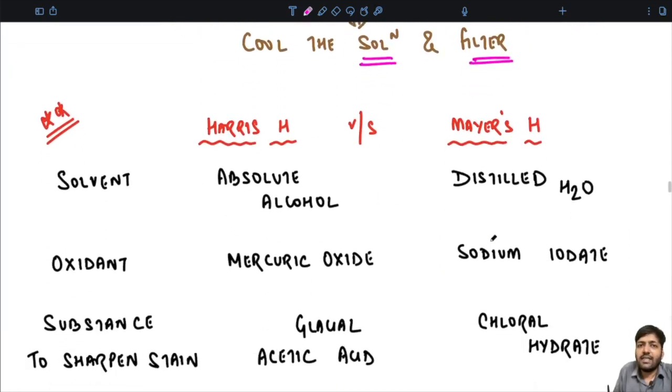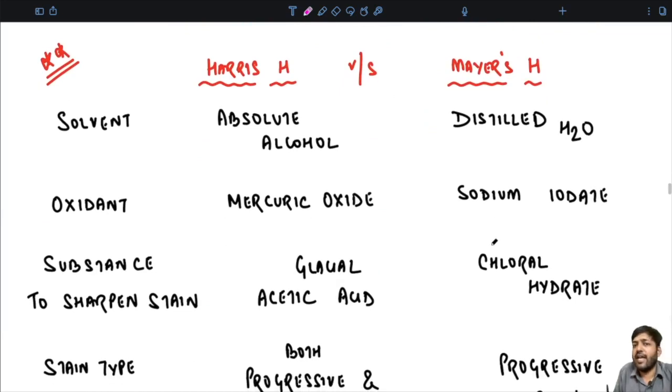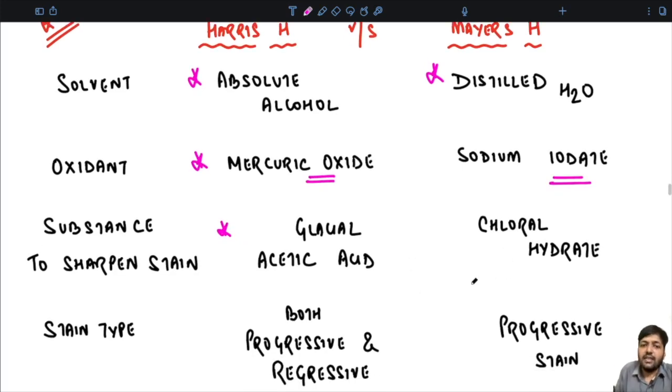So what is the basic difference between Harris hematoxylin and Mayer's hematoxylin? The solvent used in Harris is absolute alcohol, whereas in Mayer's hematoxylin it is distilled water. The oxidant used for oxidizing is mercuric oxide in Harris hematoxylin, and it is sodium iodate in Mayer's hematoxylin. The substance used to sharpen the stain or to give the crisp blue color is glacial acetic acid in Harris; over here it is chloral hydrate. Harris can be used both as a progressive and regressive stain, whereas Mayer's hematoxylin is used only as a progressive stain.